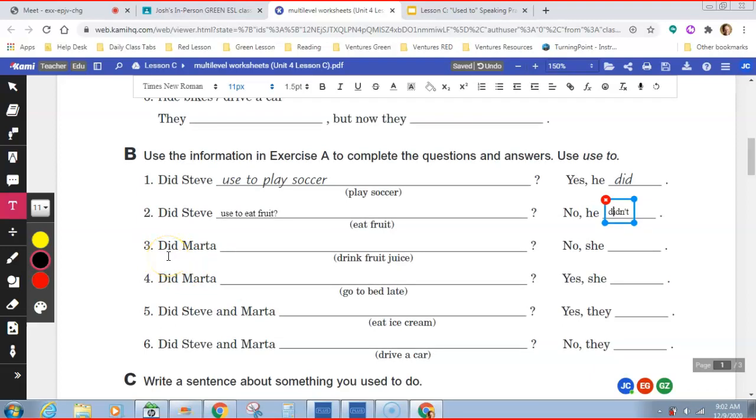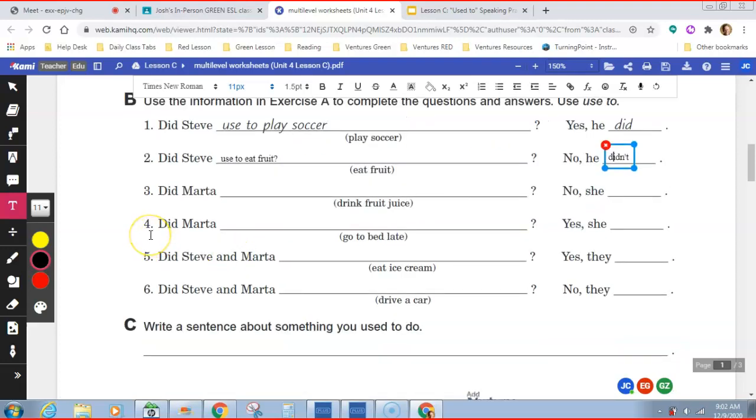Let's have Geetha do 3. Did Martha use to drink fruit juice? No, she didn't. Good. Number 4, Esther? Did Martha use to go to bed late? No, she didn't. Well, look over here. Oh, I have to use that one. Yes, she did. Okay.